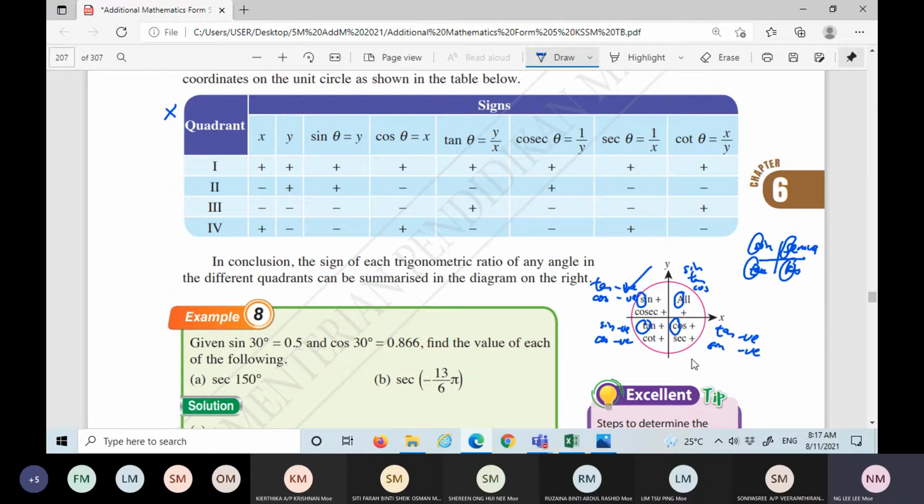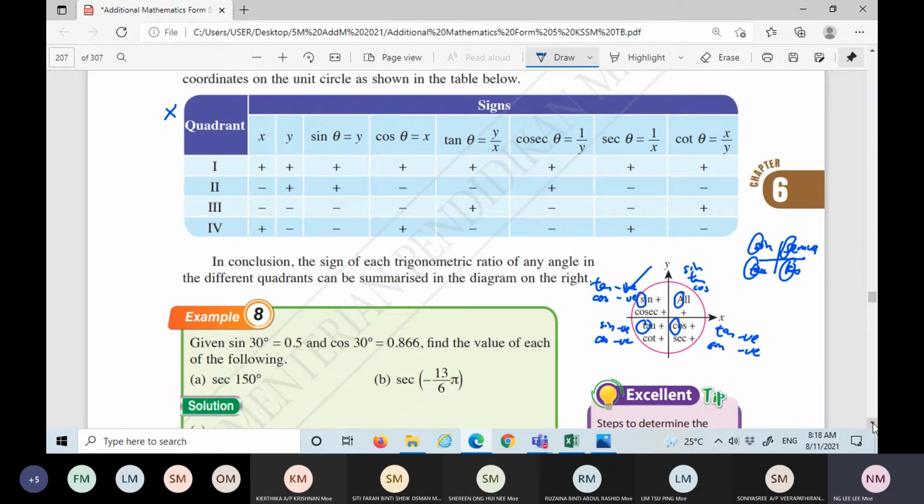Then for cosecant, cotangent and secant, we don't memorize, we just know it follows. Cosecant is 1 over sine, so it is attached to sine. Cotangent is 1 over tangent, so it is attached to tangent. Secant is 1 over cos, so it is attached to cos. This is how we memorize the signs of the quadrants.